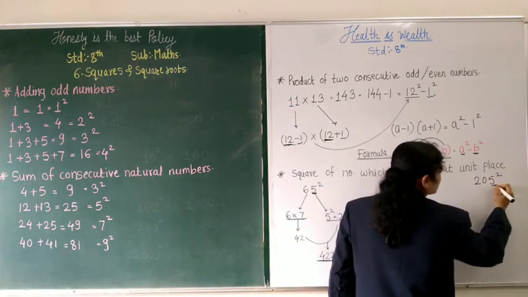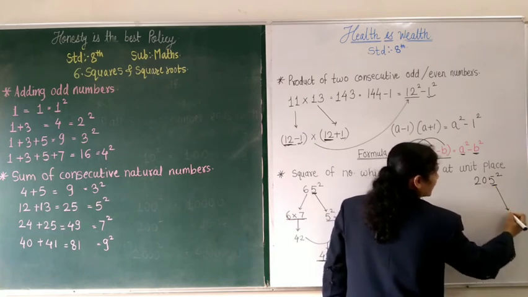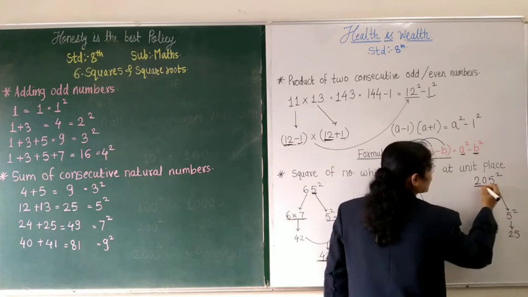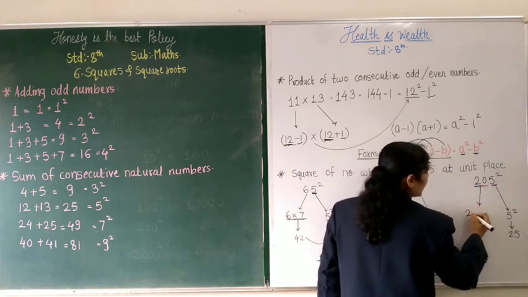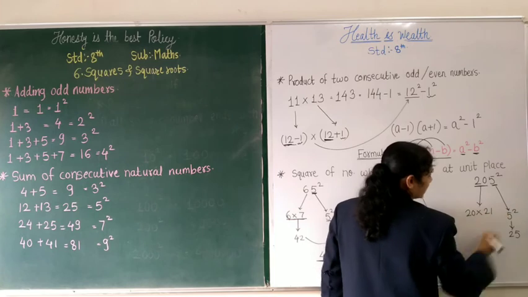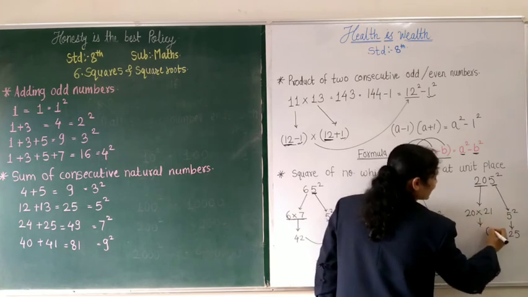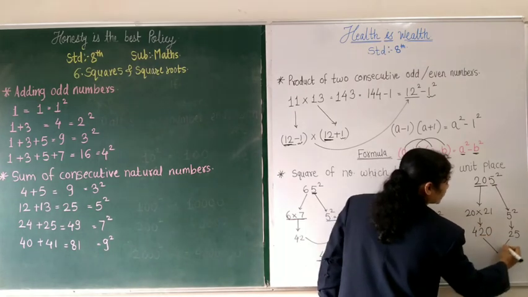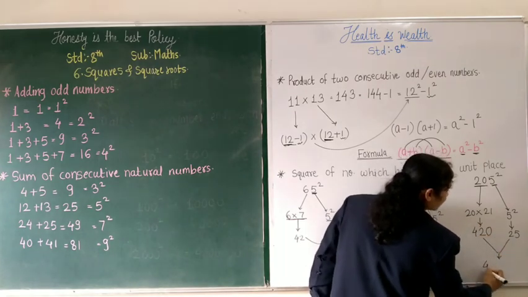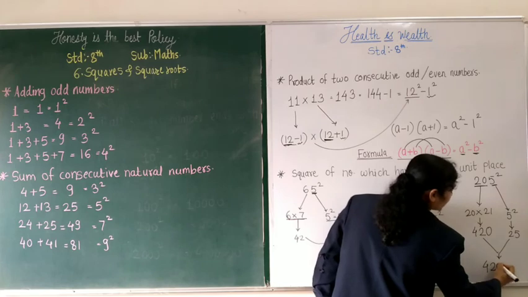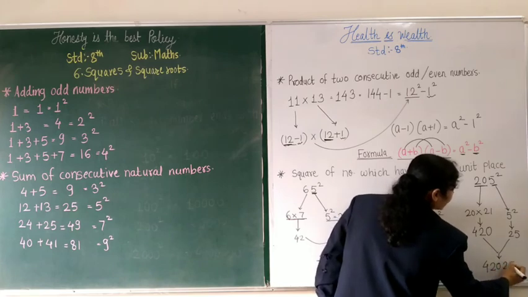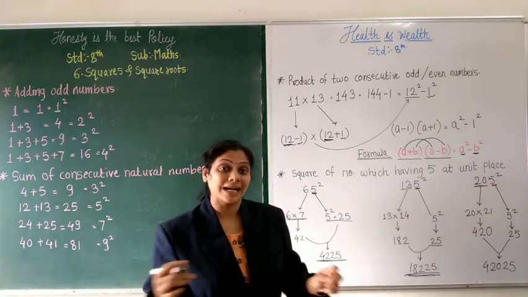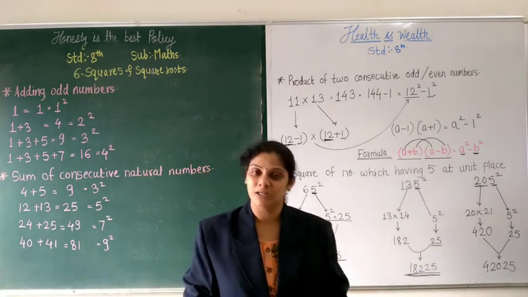Okay, now we will take one more example. 205 square. So unit place having 5 and its square is 25. And here is a 20. The next number is 20 into 21, and its product is 420. If we write together these numbers, we get the square of 205, that is 42,025. So as like that we can find out the square of those numbers which having 5 at unit place.